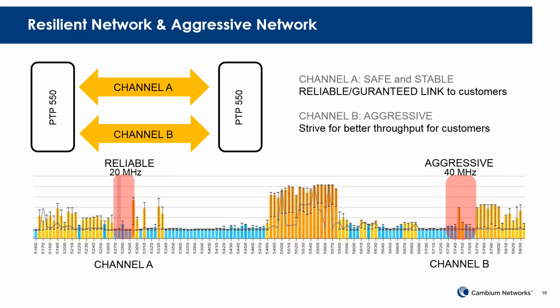So you get the best of both worlds, where you have a stable 20 megahertz channel in the 5.1 band, and you have an aggressive 40 megahertz on channel B. So you're trying to grab as much frequency as you can, whereas kind of keeping a safe and secure link.